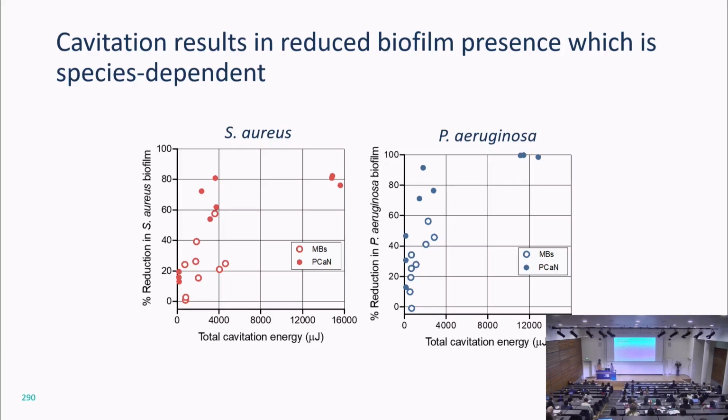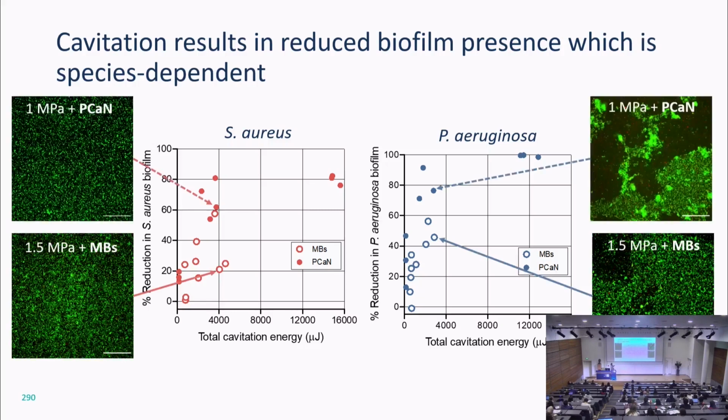And if we look at differences between the 2 agents, these 2 examples, 1.5 megapascal, a higher pressure with bubbles versus a lower pressure with the cups, provide a similar amount of cavitation energy but result in different biological responses, which we attribute mainly to the persistence of the 2 different agents. Another thing that you can see here is that the way in which biofilms are removed from the surface depends also on the species. Pseudomonas seems to be removed in a layer, whereas Staph is removed on a cell-by-cell basis, it seems.